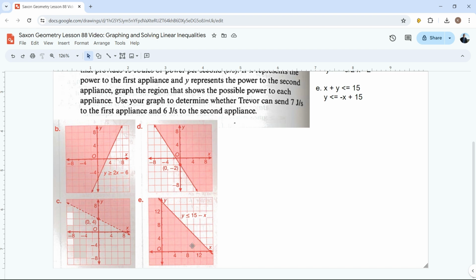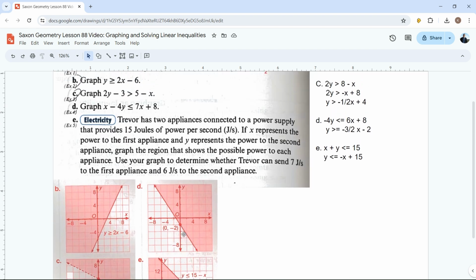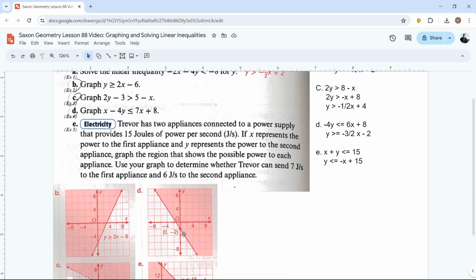Now, here's the question. Can I have an appliance where one uses 7 joules per second and the other uses 6 joules per second? Well, let's test the point 7, 6. Remember this counts up by 2, so 7 is here. 6, is that in the shaded region right here? The answer is yes, it is. So therefore, yes, he can send that amount of energy to those appliances and they should work just fine.